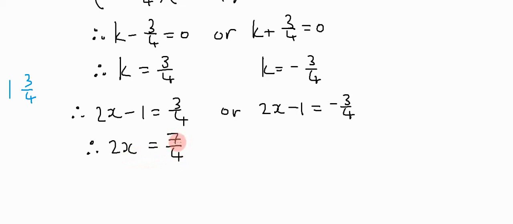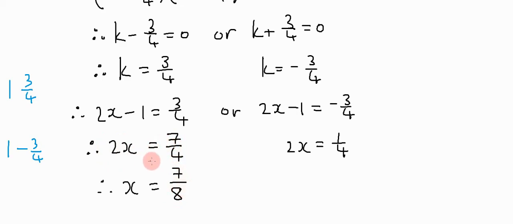So 2x equals 7 over 4. And here we can take the negative 1 to the other side, and we're going to end up with 1 minus 3/4. And that of course is 1/4. So 2x here will equal 1 minus 3/4, which is 1/4. Now we can divide the 2 into the right-hand side. Now 7 over 4 divided by 2 is 7 over 8. Of course, you could do this on a calculator. And here, 2 into 1/4, 1/4 divided by 2 is 1/8.